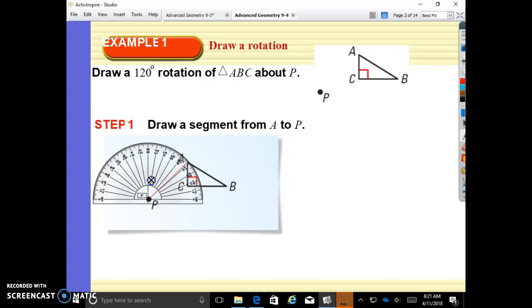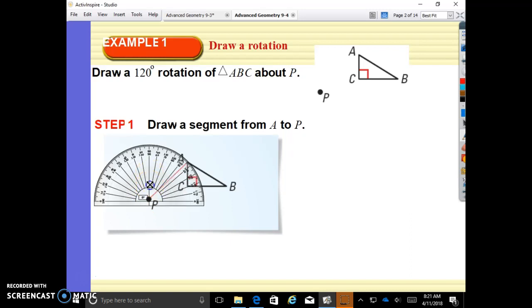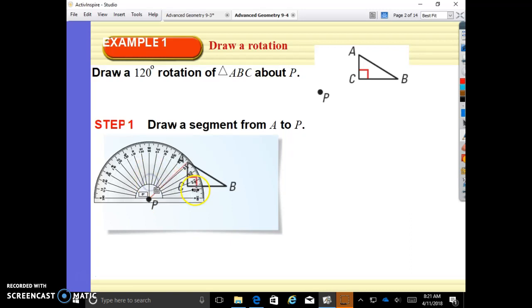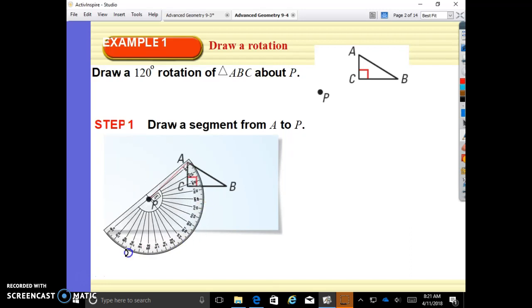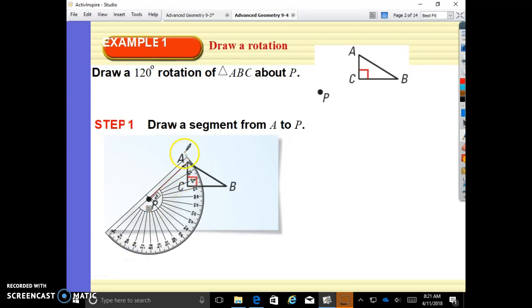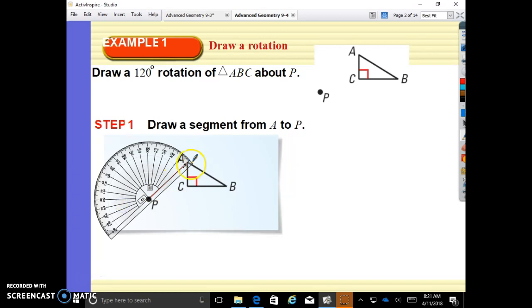Next, we are going to put the little crosshairs, the little T, right on our P. And then we are going to turn this, and we are going to be rotating point A 120 degrees. Our rotations are always counterclockwise unless they state otherwise. So we're actually rotating from here 120 degrees. We're going to shorten this up a tad. Is it going to let me? Not really.